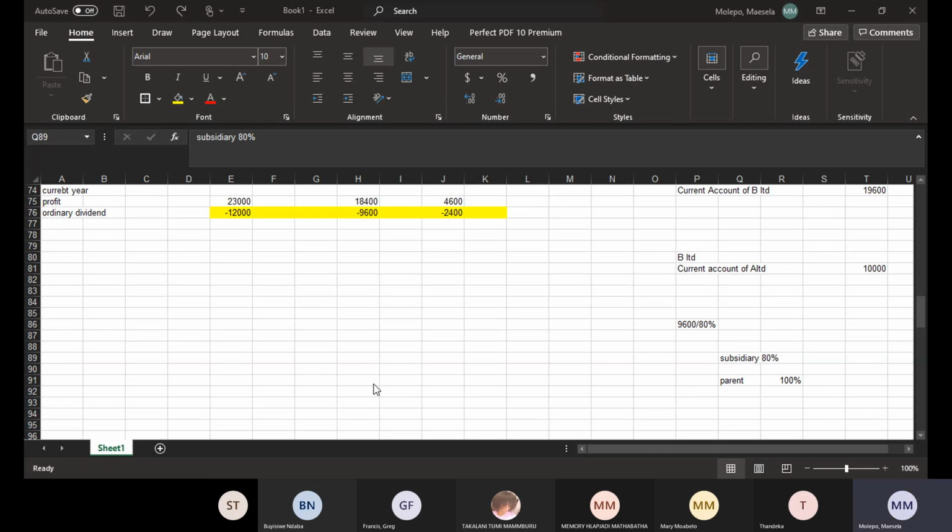So the ordinary part is not complicated as compared to the preference, because the preference will be complicated as a result of some being cumulative, others being non-cumulative. So nearly unit number 9 is the one which should be more complex. So with regard to learning number 8, I'm going to only treat one question. I'm not going to treat two questions. I'll only treat one. And then from there, we go further to learning number 9.